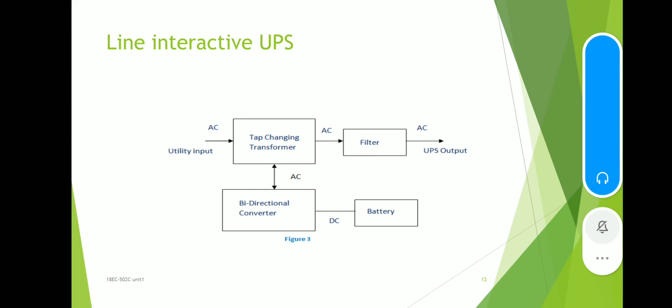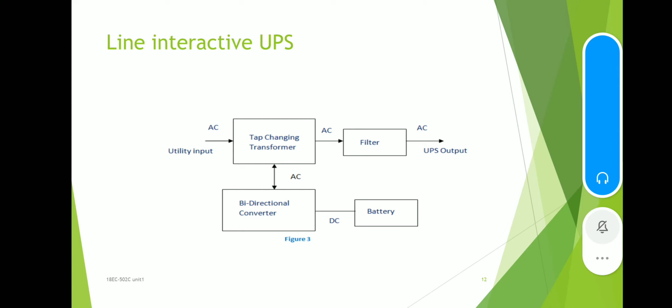This is the main supply utility input. This is from the main supply, consider. If the power we are receiving from the mains is good, then the load is directly driven from the filtered UPS output.